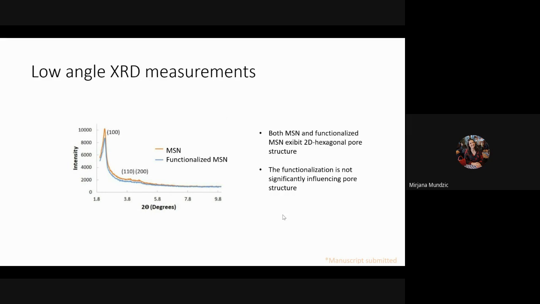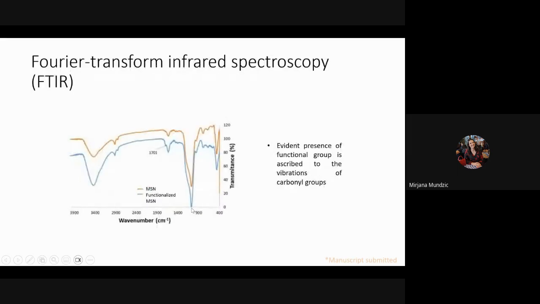Actually, XRD measurements followed the SEM and TEM measurements. And what is nice here is that both MSN and functionalized MSN exhibit the 2D hexagonal pore structure, as we wanted to achieve. And what is also good is that the functionalization did not significantly influence the pore structure. So we have pretty much the same peak.